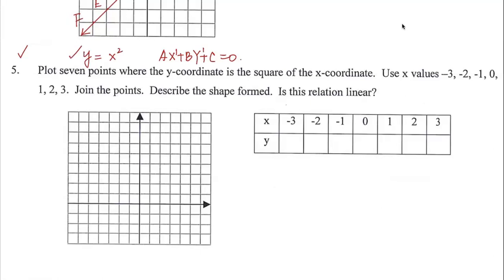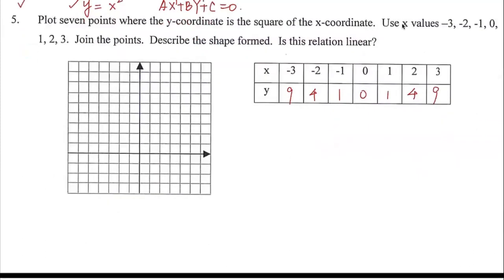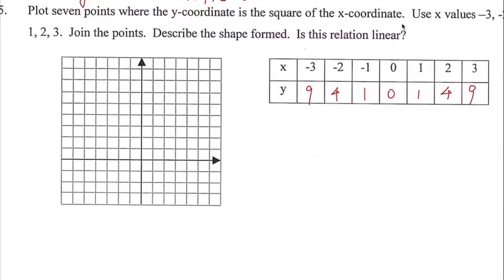So when x is -3, y is the square of -3, which is 9, right? When x is -2, y is -2 squared, which is 4. When x is -1, y is the square of -1, which is 1. Then 0, 1, 4, 9. Okay, so now we just need to plot all the points in the plane.